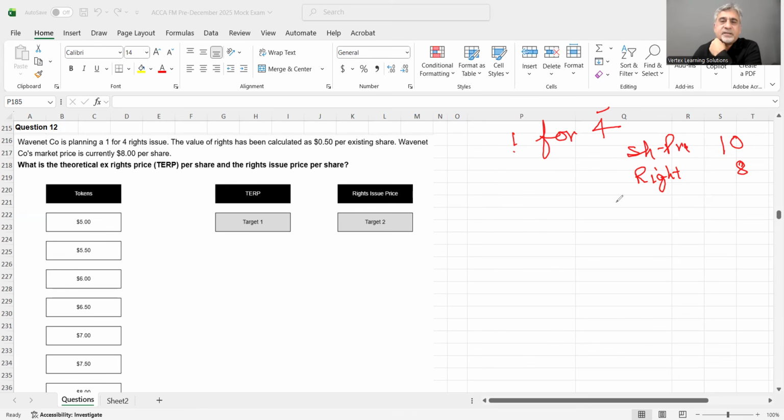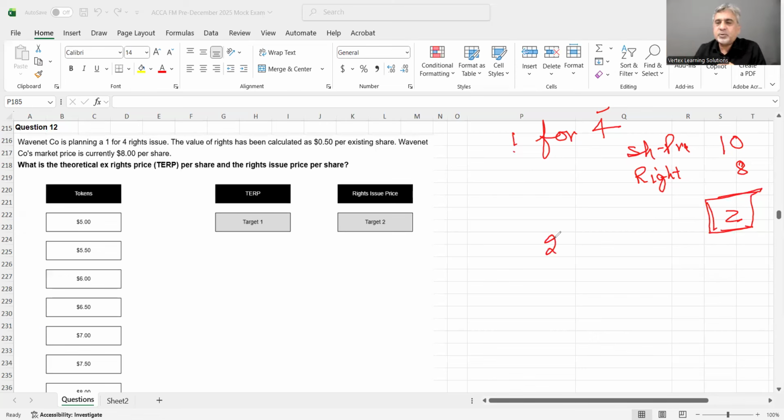Now, the question here is: what is the value of the right? The value of the right, for example, is the difference between the right issue price and the market price, which is $2. So that is the value of the right, because this is the value the right is creating. But if I ask what is the value of the right per share? If I say value of the right, you say $2, but the value of the right per share?